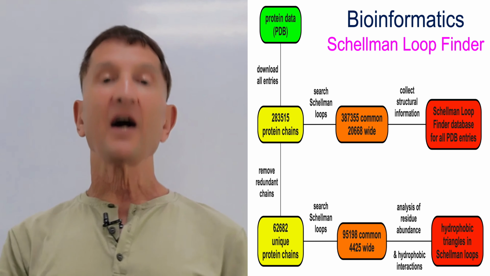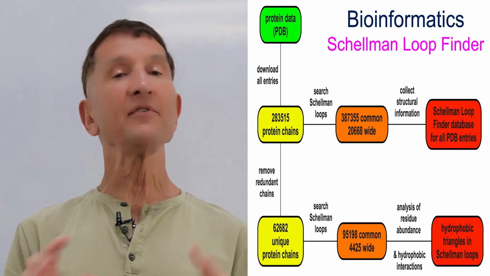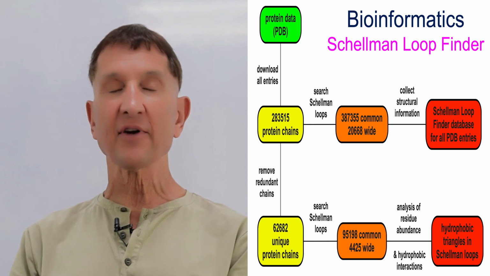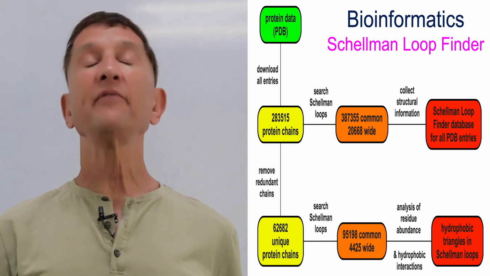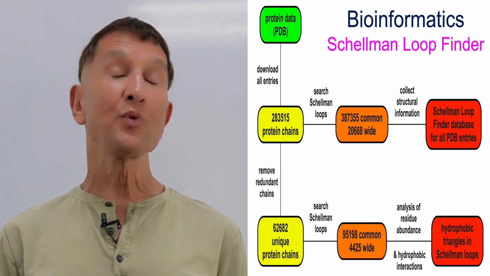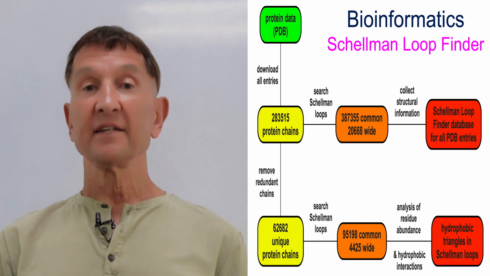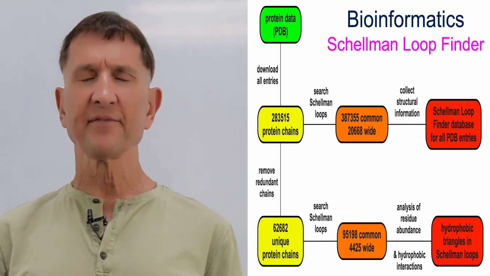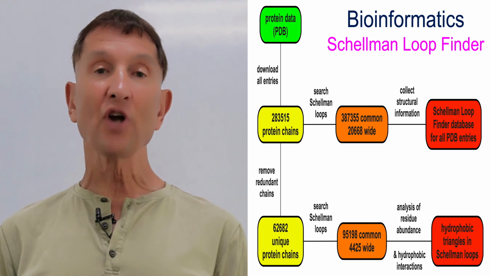We searched for that hydrogen bonding pattern in the whole PDB for every single protein-protein interaction involving unique chains. In that way, we developed a searchable database which we called Schellman Loop Finder. And suddenly, for very little effort comparatively, we can go through all this data and start to look for trends.